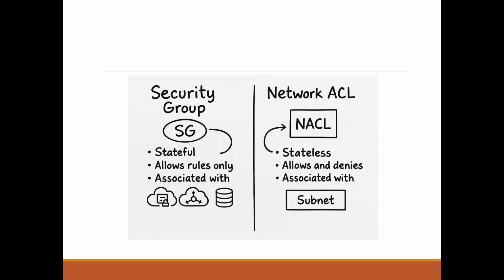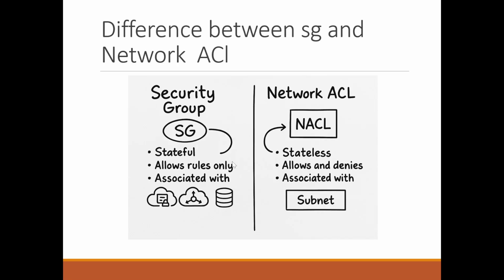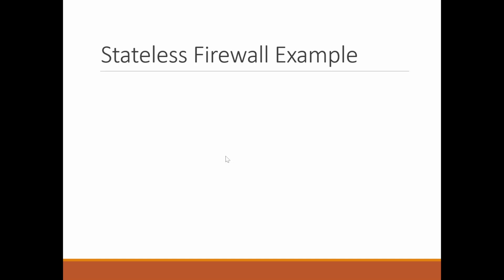Before moving to any other topics, we'll first understand the difference between security groups and network ACL. Basically, security groups are stateful and network ACLs are stateless. Keep in mind, security groups work at resource level, like for an EC2 instance or database, and NACL works at subnet level. So these two points are very important: stateful versus stateless, and resource level versus subnet level.